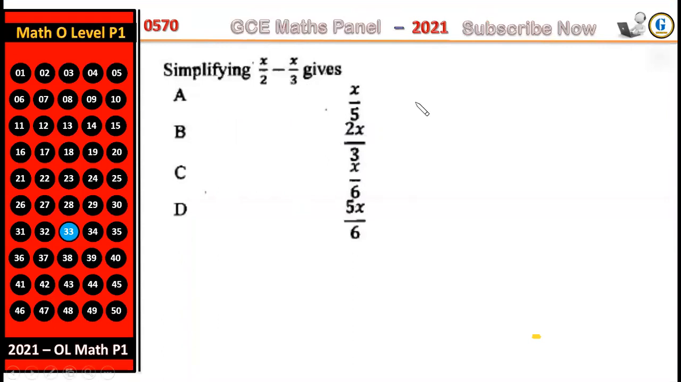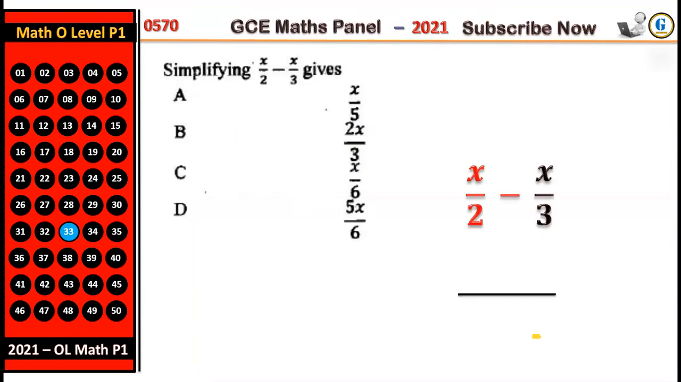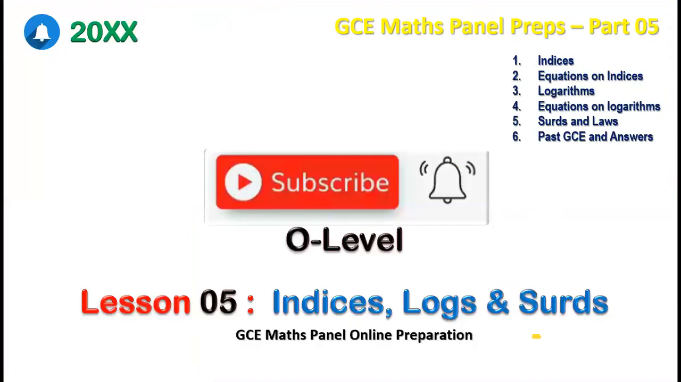Simplifying this gives, so they want us, you just have to look for the LCM. x on 2 minus x on 3. The LCM of 2 and 3 is 6. 6 divided by 2 is 3 times x, 3x. 6 divided by 3 is 2 times x, minus 2x. So 3x minus 2x is x. So the result is x on 6.